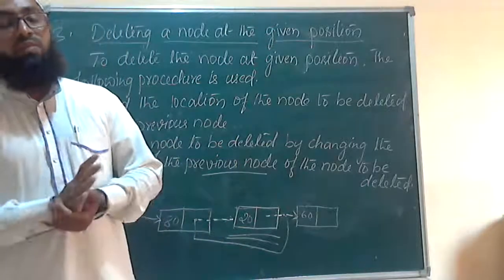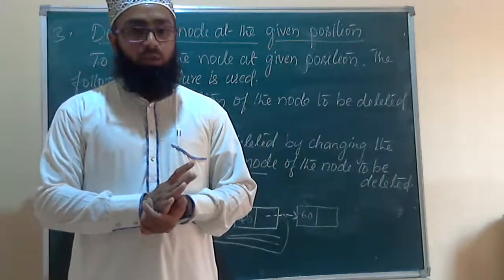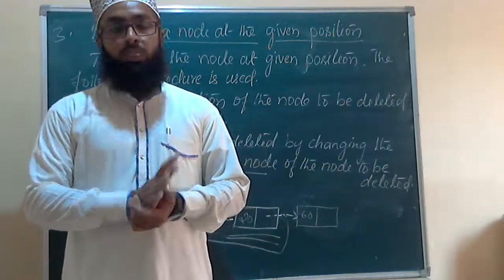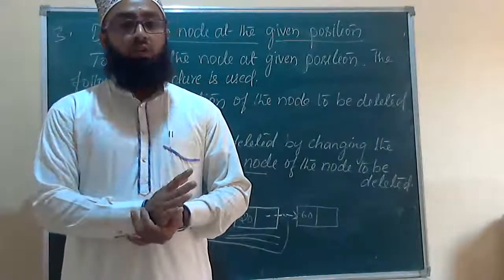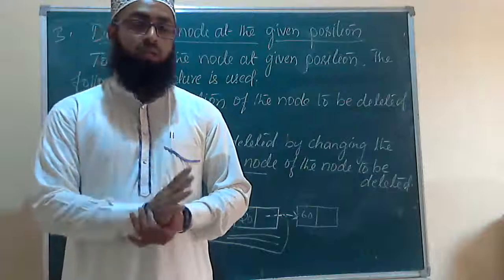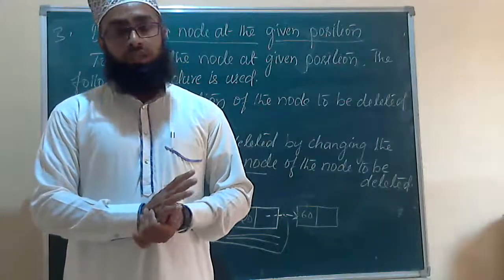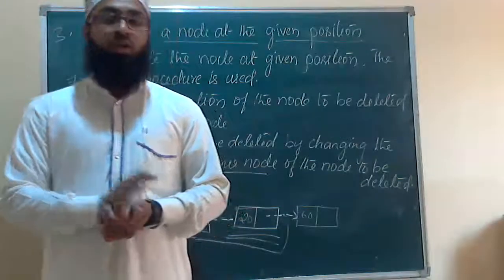So today we have discussed inserting a node at the beginning, at a given position and at the end, and also garbage, then underflow. Then after that, deleting the first node, deleting the last node, and deleting the node at the given position of the linked list.